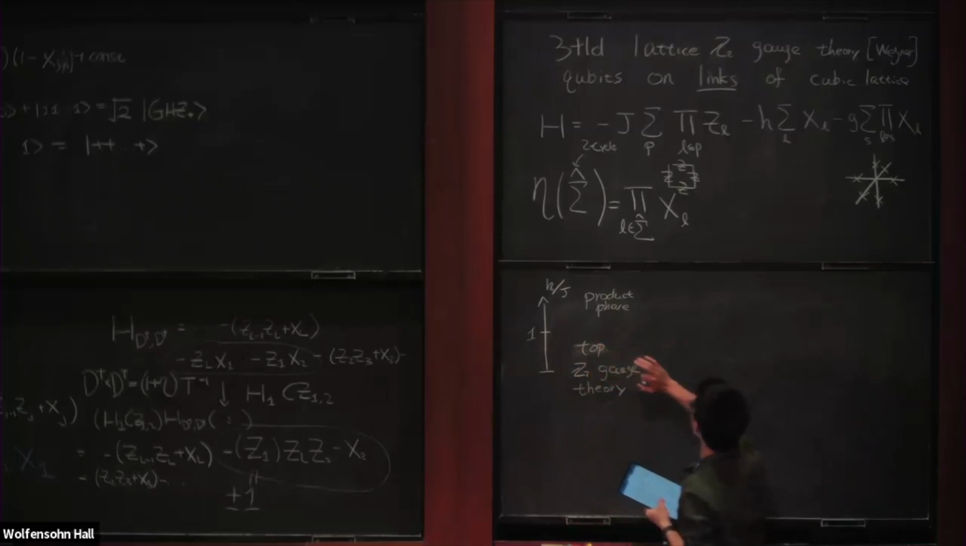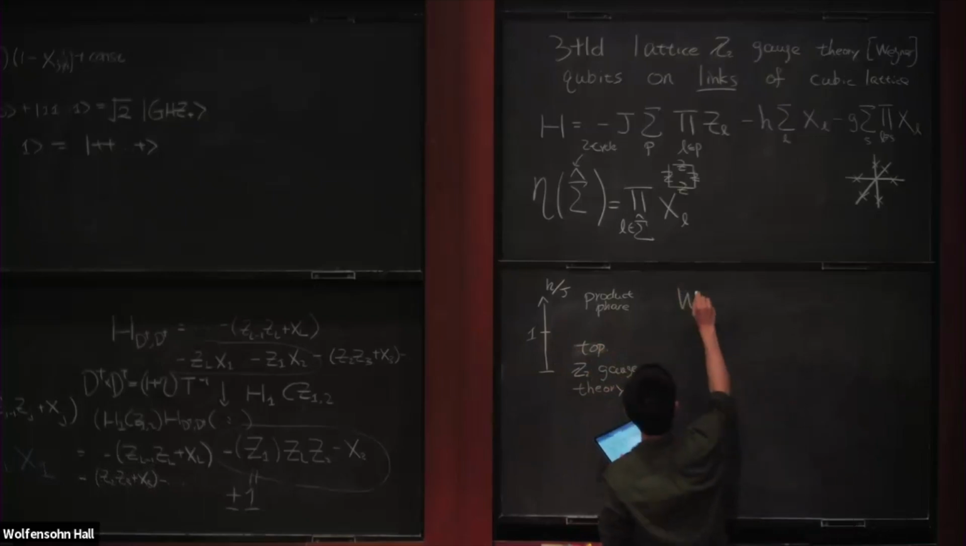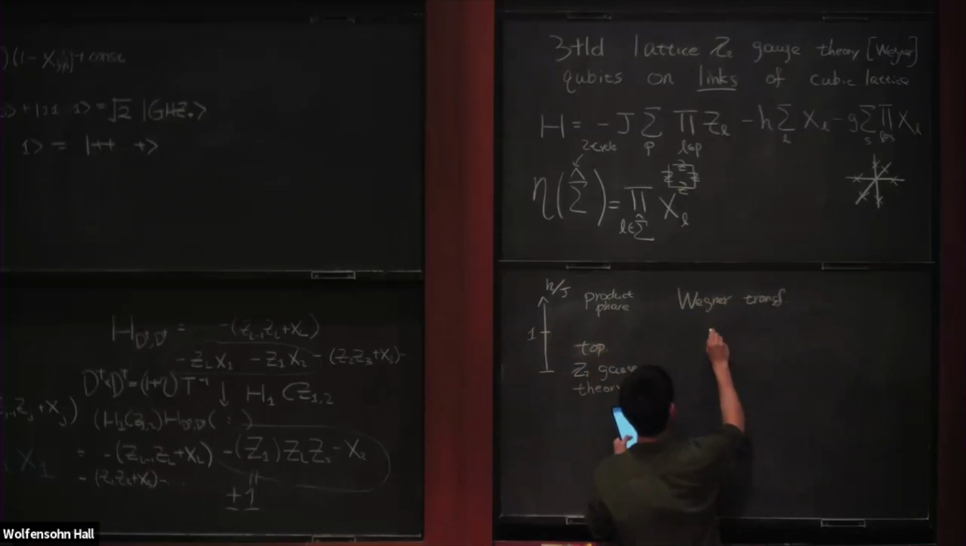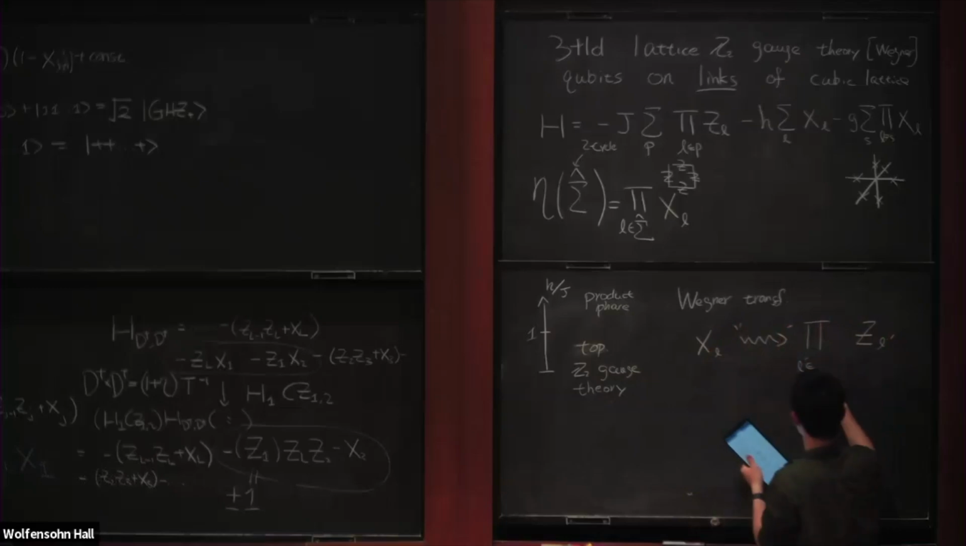So it's a very straightforward generalization of the Ising model, in the sense that there is a generalization of the Kramers-Wannier transformation. And here's the Wegner transformation. The Wegner transformation maps X_l to a product of Z_l' where the product has to be over some plaquette. And this plaquette is this edge with a half lattice translation.